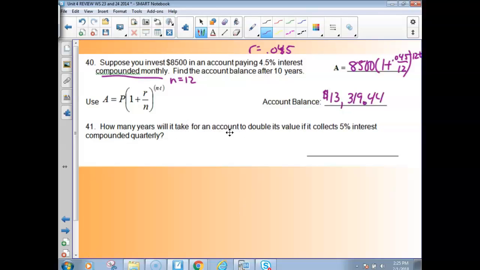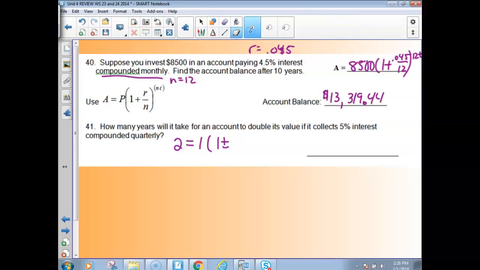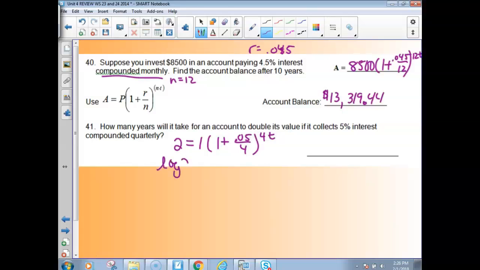Then it says, how many years will it take an account to double its value if it collects 5% interest, compounded quarterly? Okay, two ways to solve the problem. You can put in a 2 for doubling. You can put in 1 then for the amount in the account. And you can put in 1 plus, oops, not minus. There we go. 1 plus 0.05. Quarterly is 4 times a year. Divide by 4 to the 4 times t. I don't know what t is. So you may solve this one of two ways. You can take the log of both sides or the natural log.